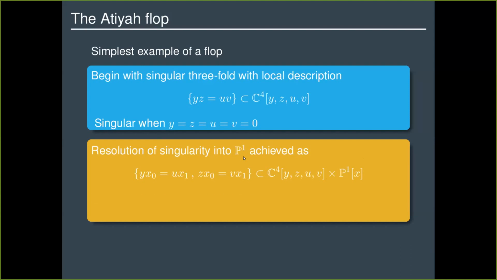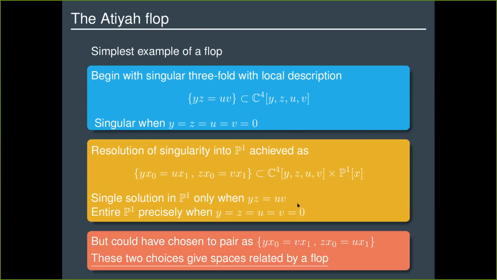And these are going to be generally inconsistent. So these two equations will pick out different points in the P1, except when they're consistent with each other, which only happens when YZ equals UV. So this is isomorphic to the space I had before, except when Y equals Z equals U equals V equals 0, because in this case, both of these equations are trivially satisfied, so you get the entire P1. So this resolved this singular point into a P1, but I haven't talked about the flop yet.